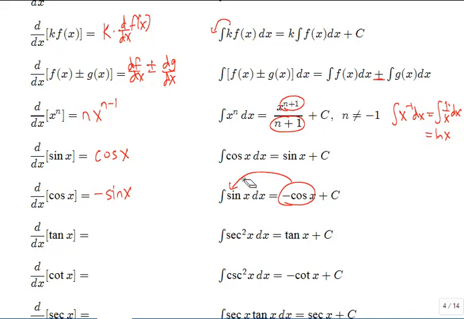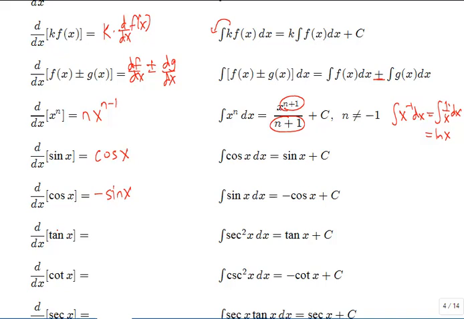So this is a little bit confusing because in our derivative rules, the sine turns into a plus cosine and the cosine turns into a minus sine. Here it's kind of reverse. The integral of cosine is plus sine and the integral of sine is the one with the negative. So it's sort of opposite.